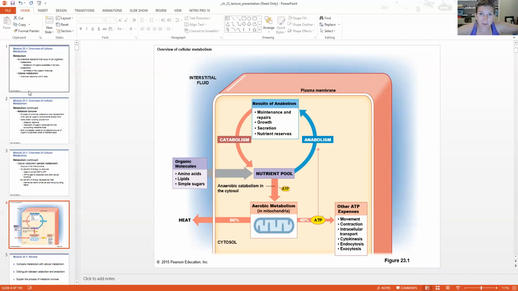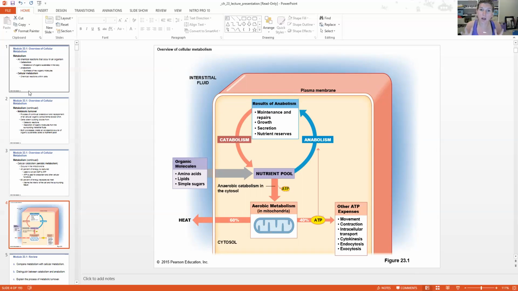That nutrient pool is then rebuilt and reassembled into other things that our body needs. Enzymes, structural components, keratin, remember that protein that's in our hair and skin and fingernails, right? This nutrient pool can then be used to create energy in the form of ATP. This ATP energy is used for the cell to do work.